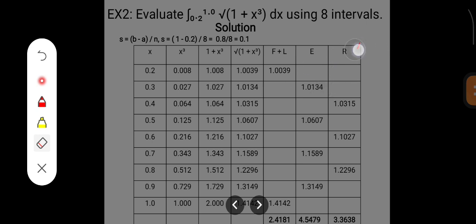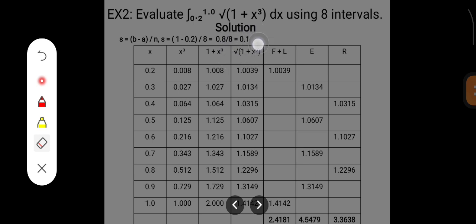Now to fill in the s value, we just increase from 0.2. We start from the lower boundary and keep increasing it by 0.1 until we get to the higher boundary 1.0. So that is 0.2, 0.3, 0.4 up to 1.0. Now to arrive at the function, here is what we have: square root of open bracket 1 plus s to the power 3.